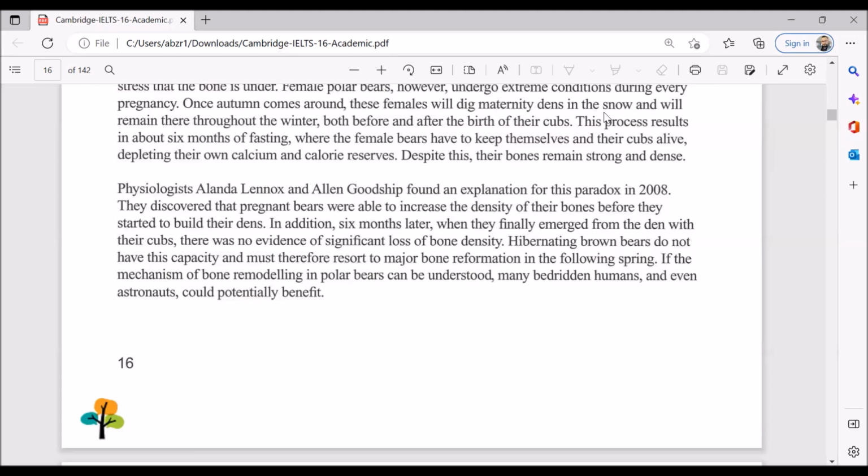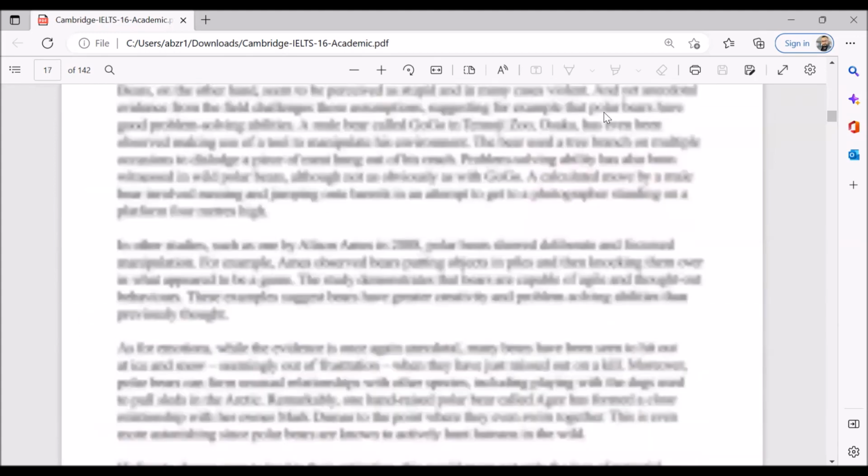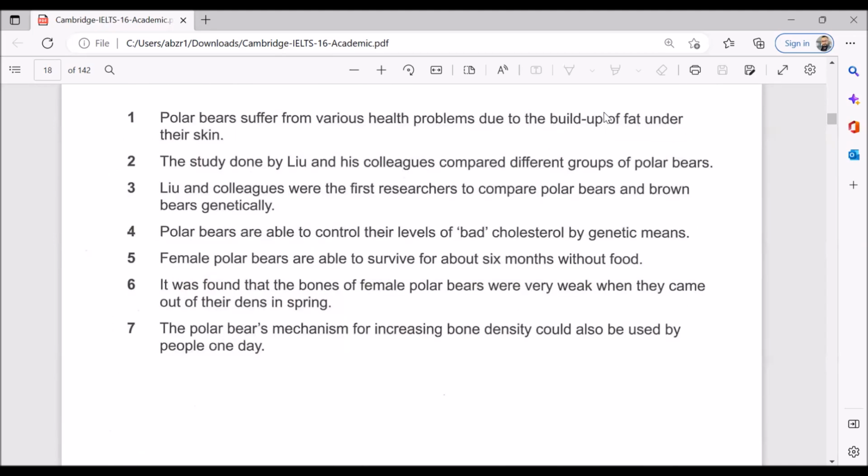This is important. In addition, 6 months later, when they finally emerged from the den with their cubs, there was no evidence of significant loss of bone density. Hibernating brown bears do not have this capacity and must therefore resort to major bone reformation in the following spring. Now, this is not the case with the polar bears, but the word spring is there with the brown bears. But for the polar bear, let's read the statement once again.